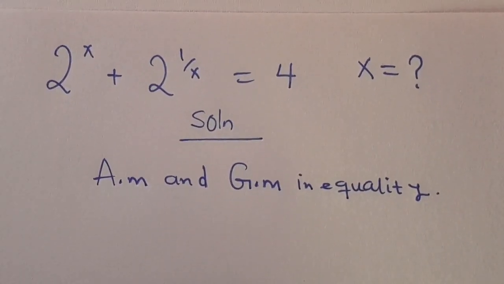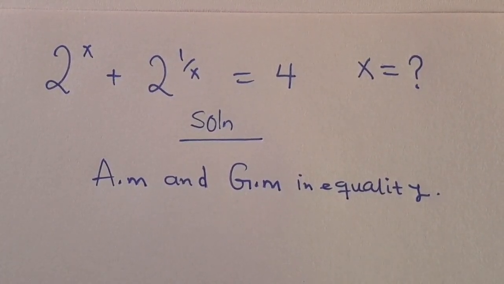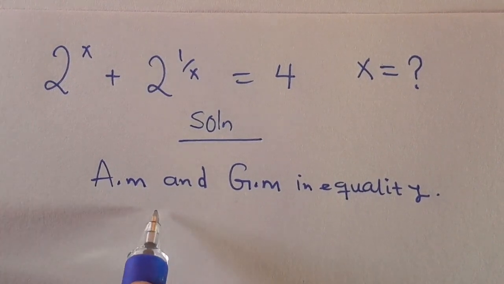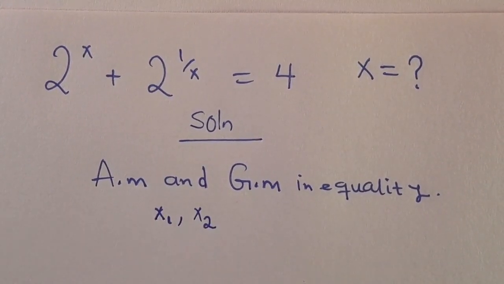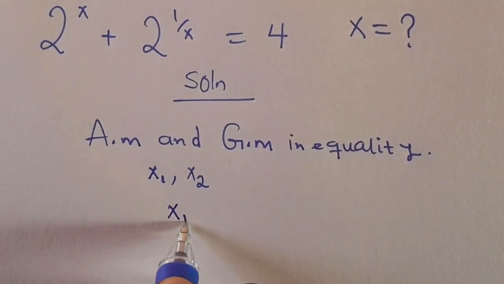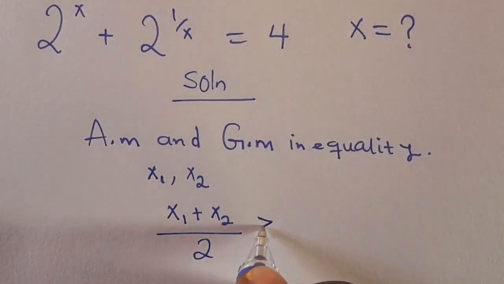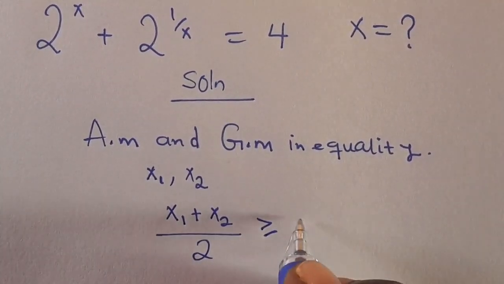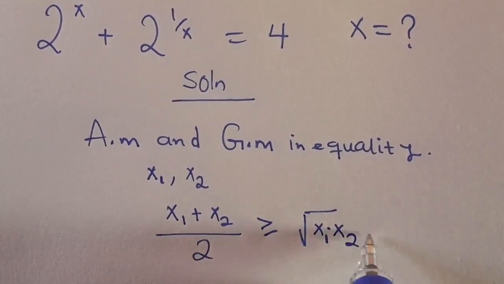So now what AM and GM inequality says is that given a bunch of numbers, assuming we have numbers x1 and x2, the arithmetic mean of these numbers, that is x1 plus x2 divided by 2, will always be greater than or equal to the geometric mean of these numbers, x1 multiplied by x2, under a square root.